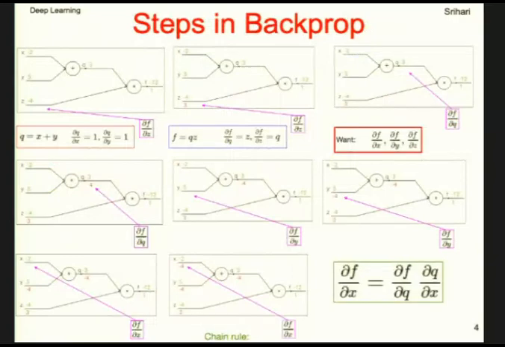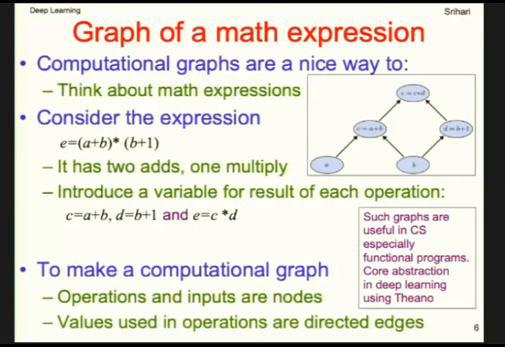These are the main components, but more generally, computational graphs are a nice way to think about math expressions. Consider the expression E equal to (A plus B) times (B plus 1). It has 2 adds and 1 multiply, and we introduce a variable for the result of each operation. So this becomes a computational graph for that expression, where we have C equal to A plus B, then D equal to B plus 1, and E equal to C times D. So that's a computational graph.